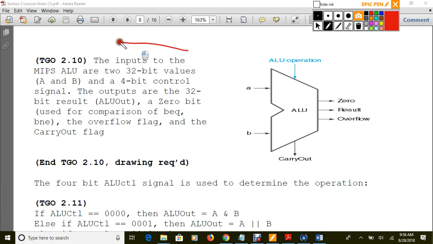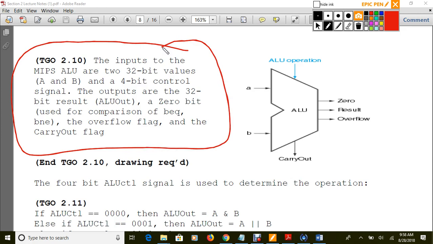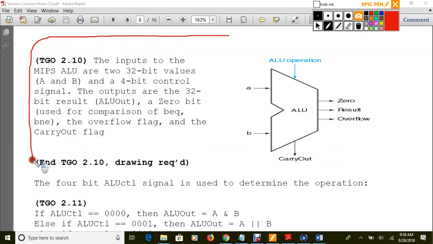And so I'll just read this over here. The inputs to the MIPS ALU are two 32-bit values and a 4-bit control signal. That's an ALU operation. The outputs are a 32-bit result, and then you have a 0-bit, which we just discussed, used for comparison of branch equivalent, branch not equal. And that's what those mean. For now, just understand that when we go into more detail, you'll get more familiar. And the overflow flag, as well as carry out. And so in this case, the full TGO is the definition and the drawing.